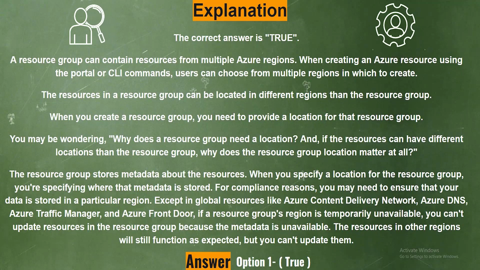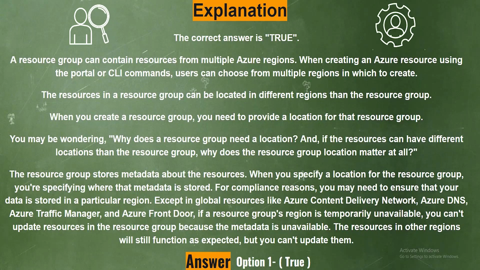When creating an Azure resource using the portal or CLI commands, users can choose from multiple regions in which to create. The resources in a resource group can be located in different regions than the resource group. When you create a resource group, you need to provide a location for that resource group. You may be wondering, why does a resource group need a location? And if the resources can have different locations than the resource group, why does the resource group location matter at all?